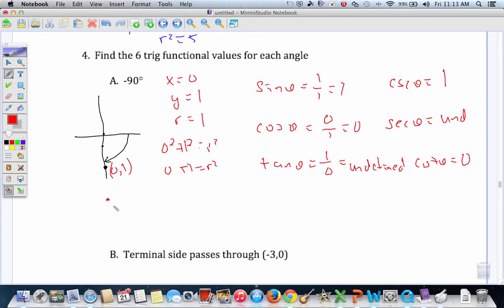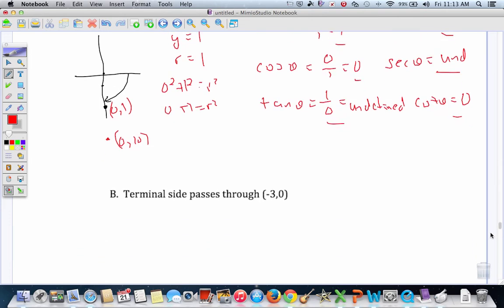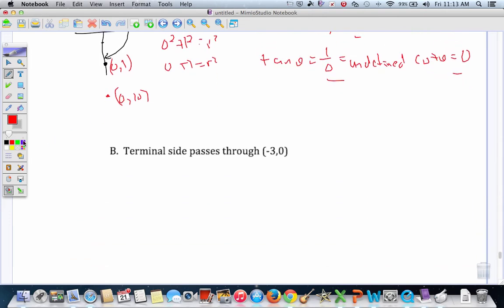Letter B will illustrate how they all simplify down to be the same number regardless of what ordered pair we use. We could have used 0 and 10 here, and we would have got these same trig functions over here that we got with using 0 and 1. Okay, so let's take a look at that letter B. Our terminal side passes through 3 and 0, or negative 3 and 0. So right away, again, negative 3, y equals 0.